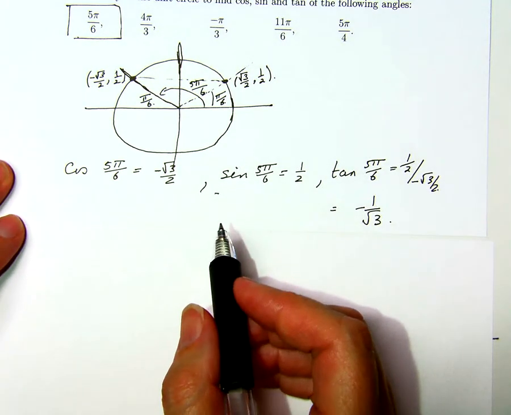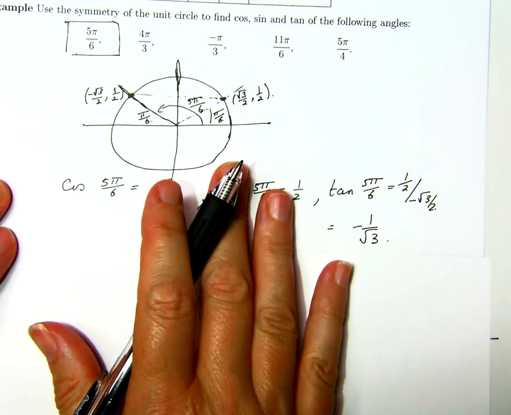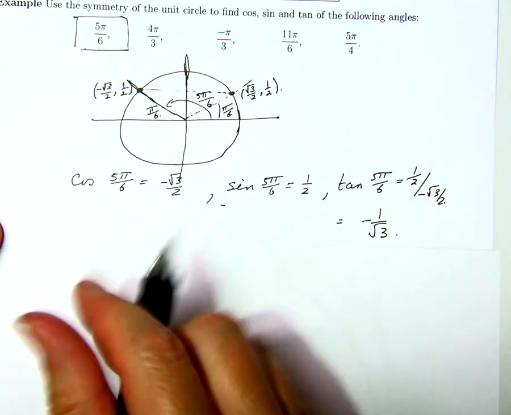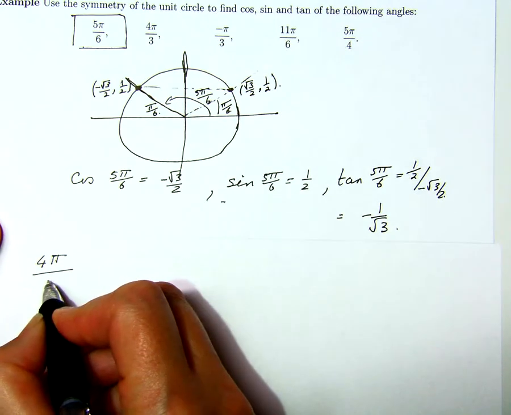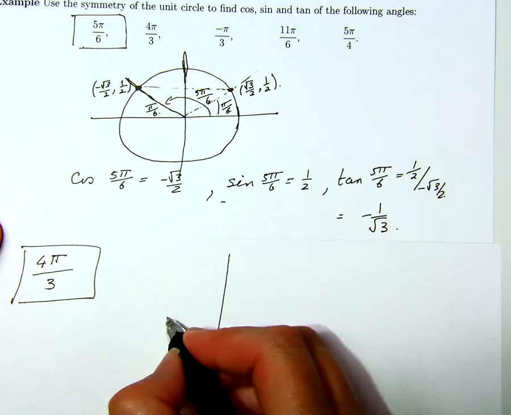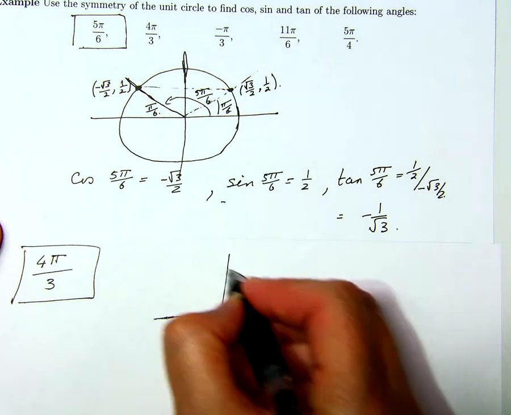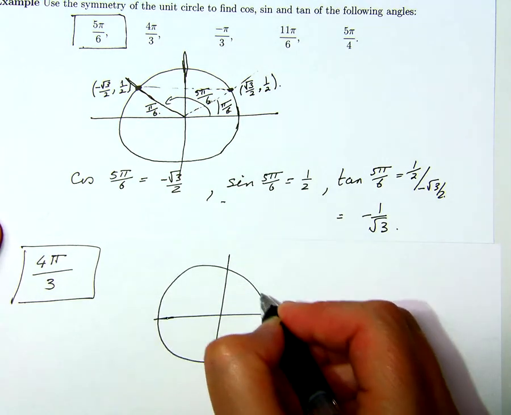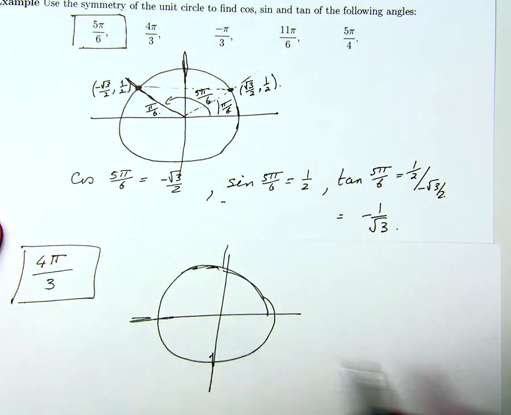Okay, we're using the unit circle to find cosine, sine, and tangent of various angles. And so we're going to look at the angle 4 pi over 3. We're going to use the symmetry of the unit circle to find sine, cosine, and tangent, given what we know about the well-known angles in the first quadrant.